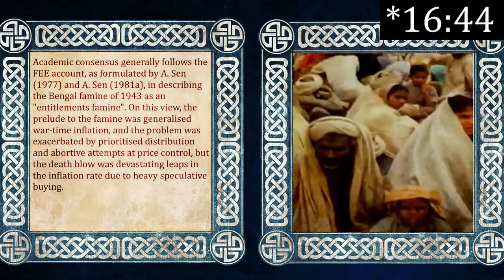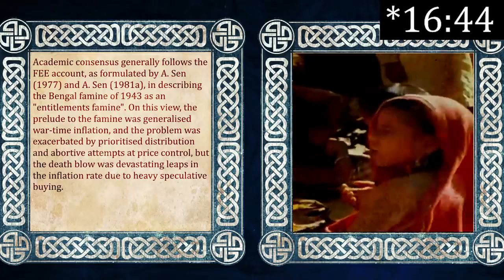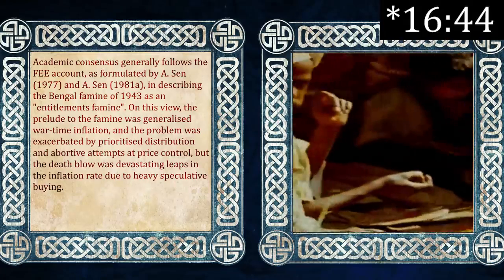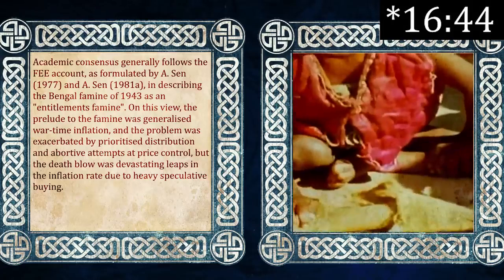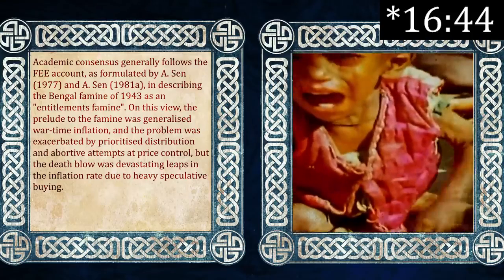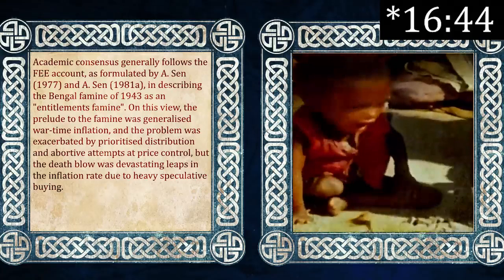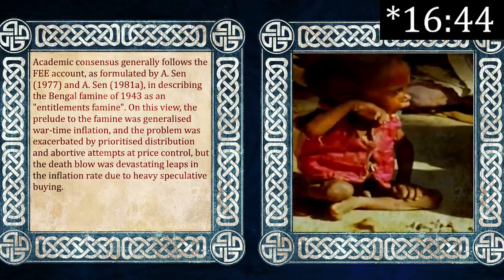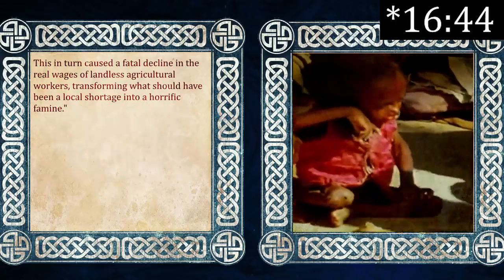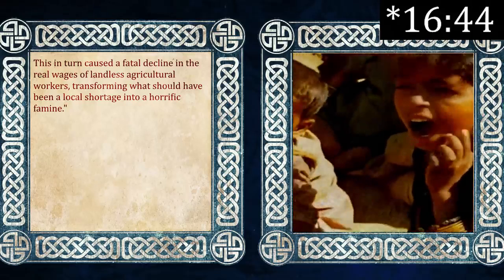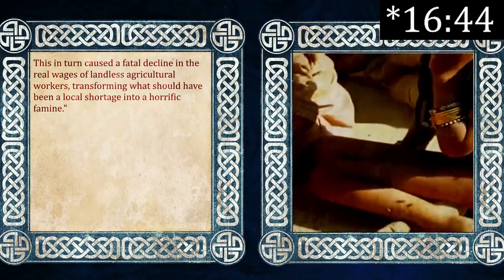Academic consensus generally follows the FEE account as formulated by A. Sen. I don't know the full name of that man. And A. Sen, 1977-1981A, in describing the Bengal famine of 1943 as an entitlements famine. On this view, the prelude to the famine was generalized wartime inflation, and the problem was exacerbated by prioritized distribution and abortive attempts at price control, but the death blow was devastating leaps in the inflation rate due to heavy speculative buying. This in turn caused a fatal decline in the real wages of landless agricultural workers, transforming what should have been a local shortage into a horrific famine.